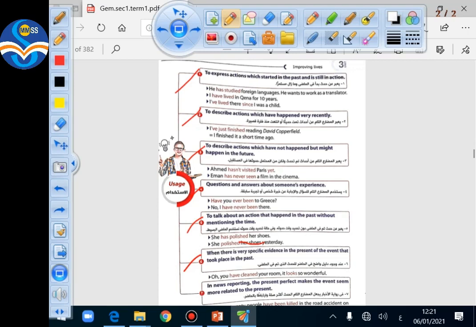Evidence in the present about something that happened in the past. It's already like the effect. If the past is affecting the present, this is going to be present perfect. Like, you have cleaned your room, it looks so wonderful.